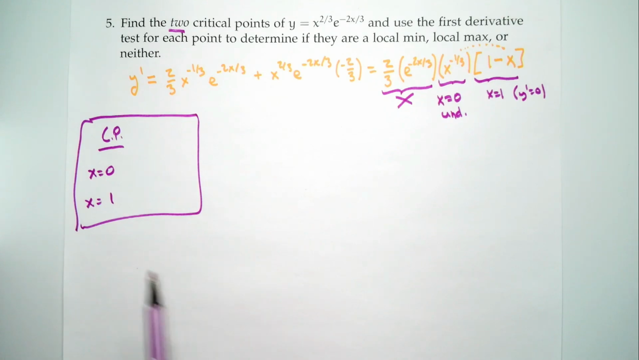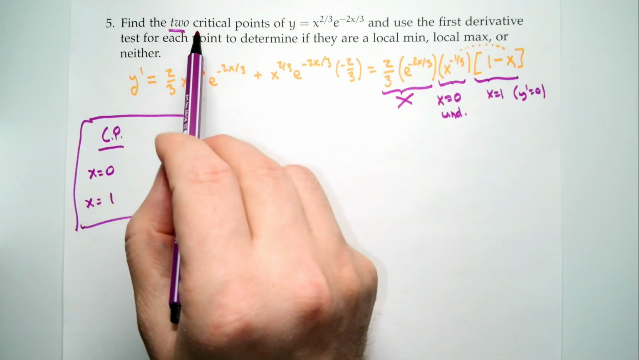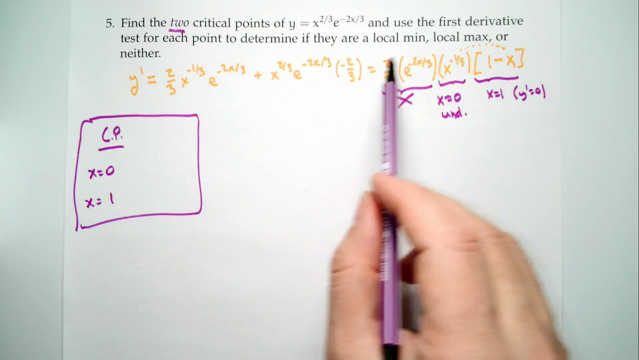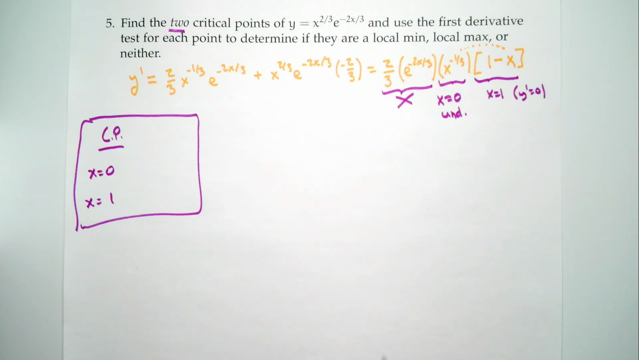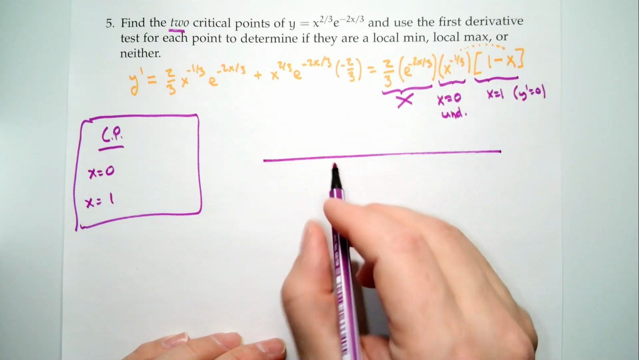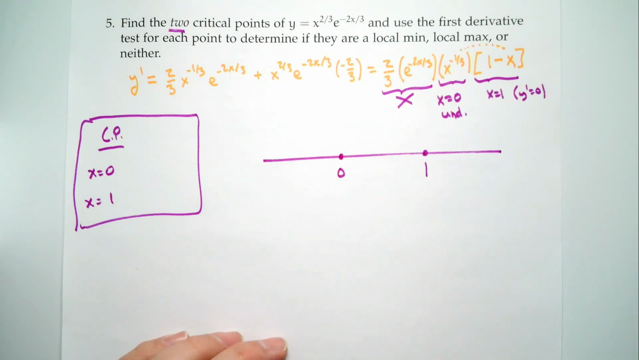All right, they might say, why did you leave space? Well, because remember, we have to find the critical points and test to determine if they're a local min, local max, or another. So we're not done yet. So how do we do the test? Well, draw the line. Mark your points. 0, 1. Okay, so there are our 2 points.